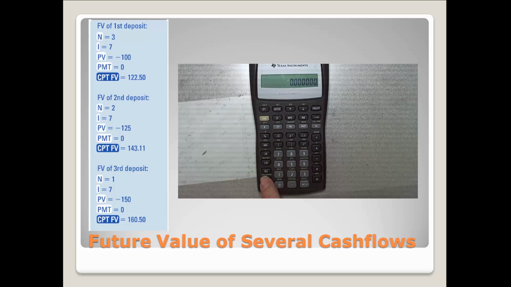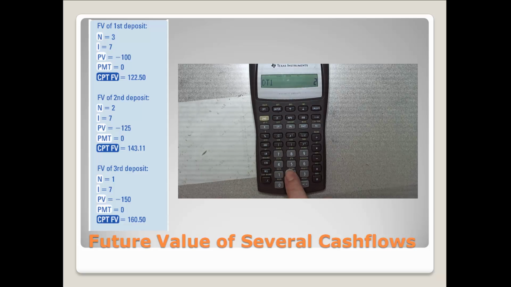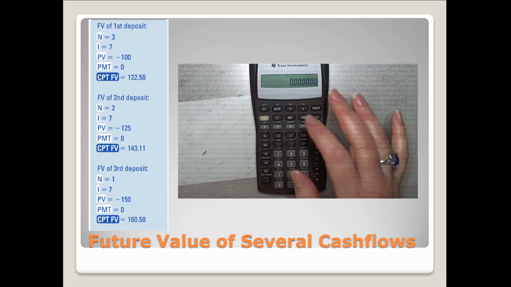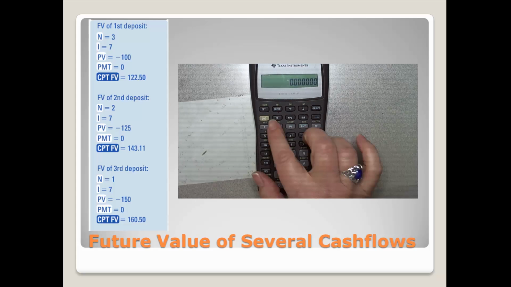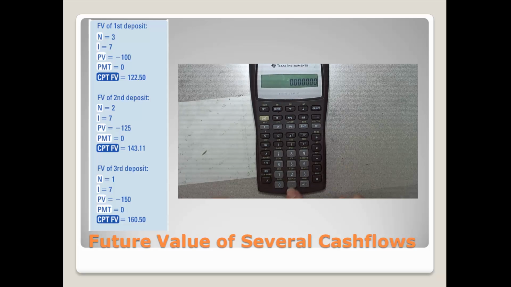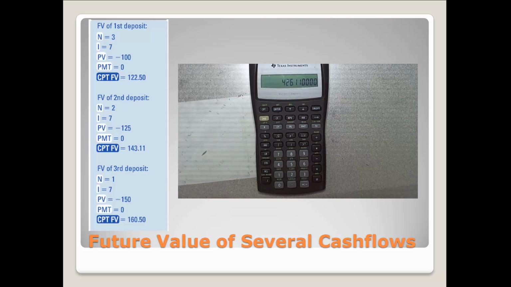And then the last step of this, of course, is to add them all together. The last step is to add together all the future values that we calculated. So the first one was 122.50 plus 143.11 plus 160.50, which gives us a total future value of $426.11.